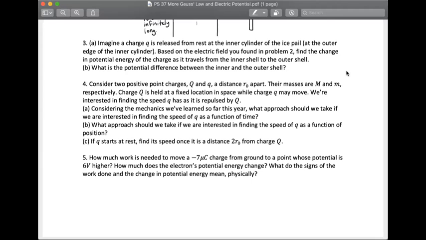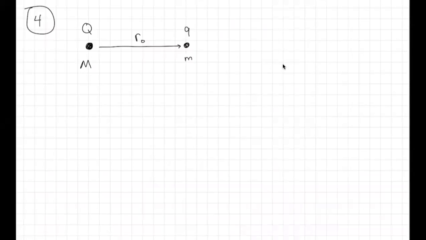Okay, so let me pull up my iPad here and I can show you how I'm thinking about this problem. Okay, so here's kind of what the problem looks like. There's a big charge here with charge big Q and mass big M. There's another charge here, charge little q, mass little m. There's some distance r naught between them.